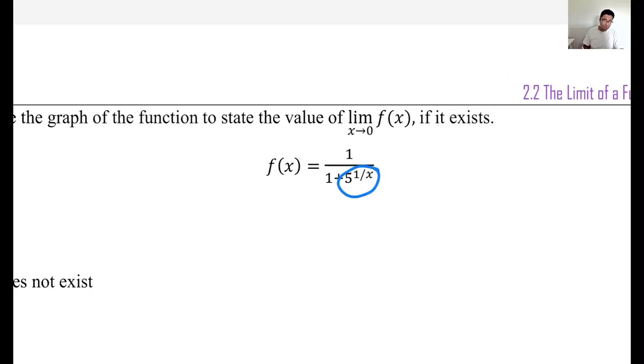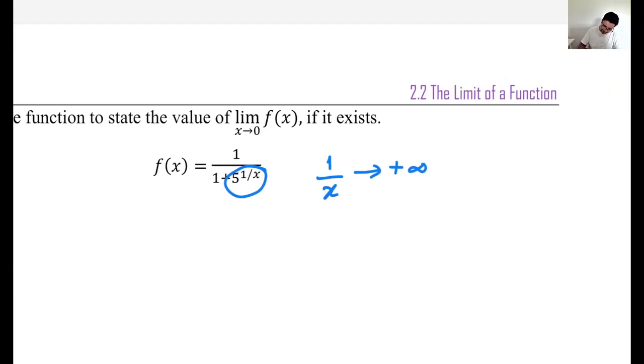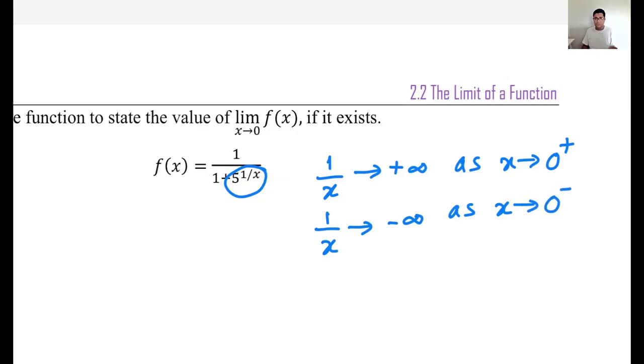What do you see? 5 to the power 1 over x, right? What you need to understand is that 1 over x itself goes to plus infinity as x approaches 0 from the right. These are again some very important ideas in evaluation of limits. When x goes to 0 with positive values, 1 over x will be large positive. Similarly, 1 over x goes to negative infinity as x approaches 0 from the left side with negative values, right?